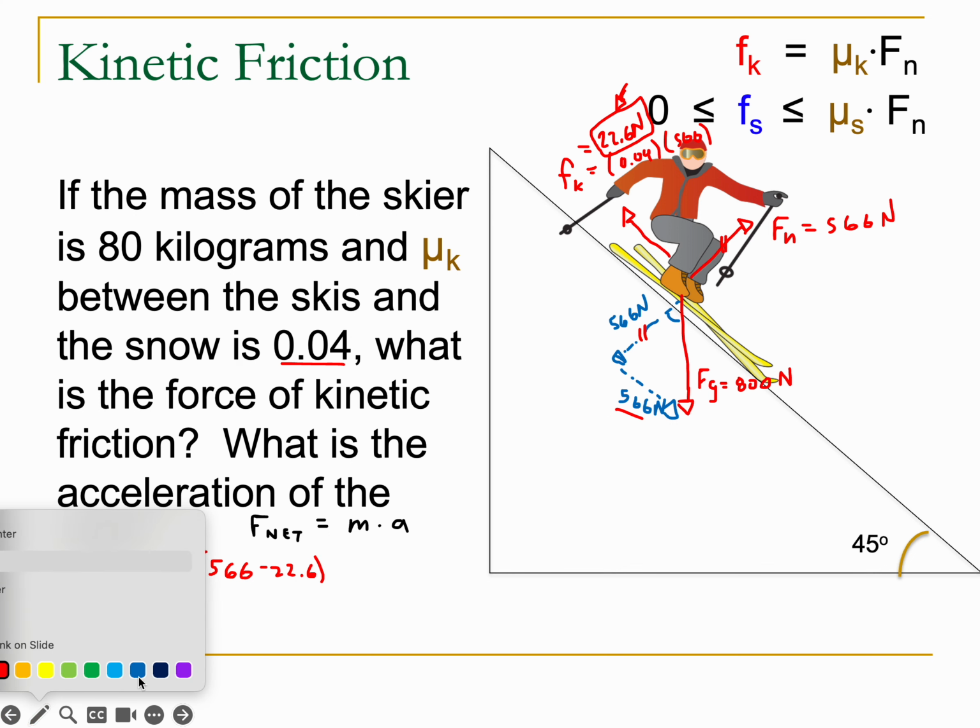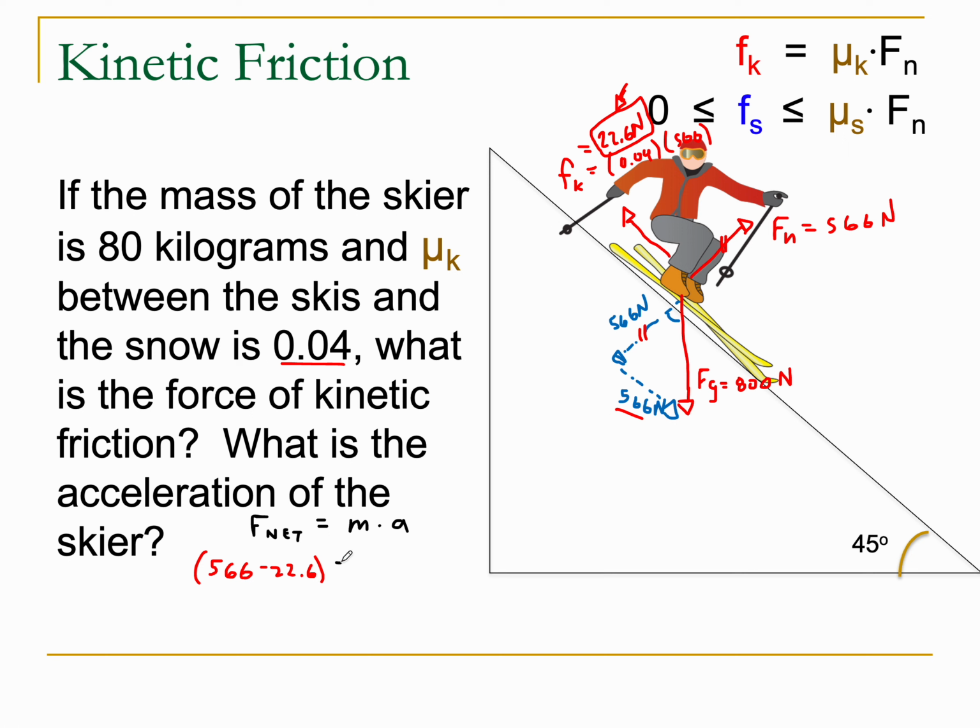Equals the mass of our skier, which is 80, times her acceleration. I've got to grab my calculator real quick. If you solve this, the 566 minus the force of friction divided by 80 gives us about, I'll just do the 2 sig figs, about 6.8 meters per second squared.